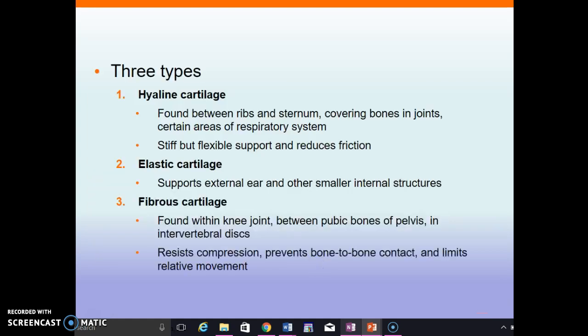There are 3 types of cartilage. Hyaline cartilage covers the end of our nose. It's found between our ribs and sternum, and it covers the bones in joints to reduce friction.